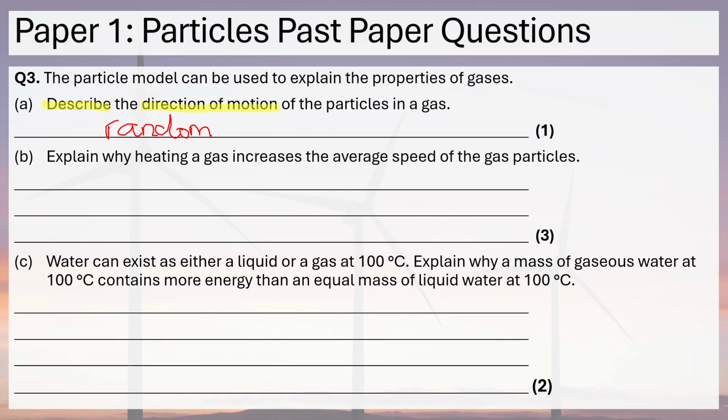Part B asks us to explain why heating a gas increases the average speed of those gas particles. So it's an explanation. There's 3 marks, so I need to have 3 separate bullet points. I don't think this question is conceptually very difficult. I think the difficulty comes in trying to stretch the explanation out across 3 marks. So let's start with the heating bit. The first obvious point then is that heating the gas causes the temperature to rise. Again, an obvious point that we sometimes forget to make. So heating the gas increases the temperature.